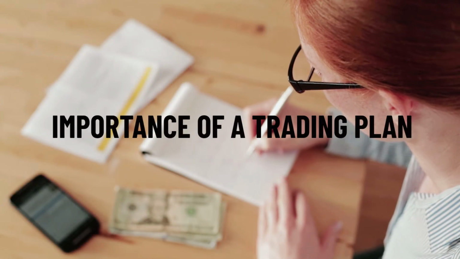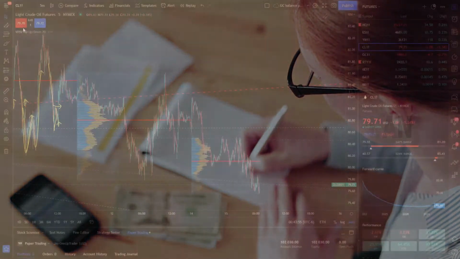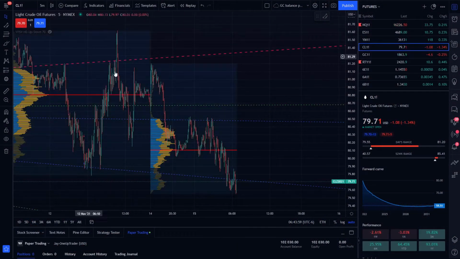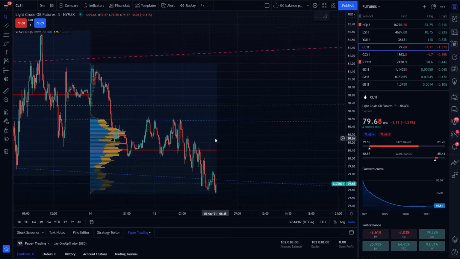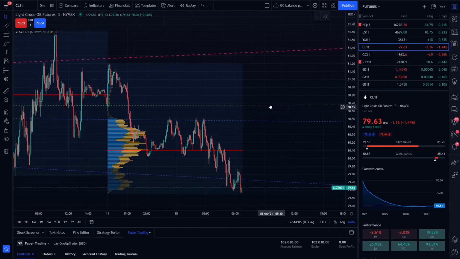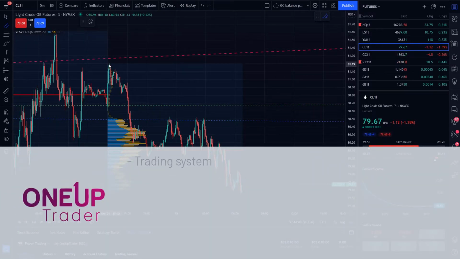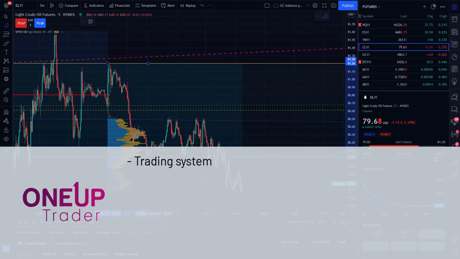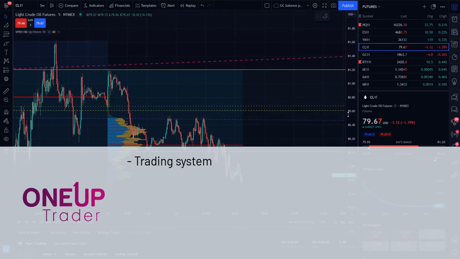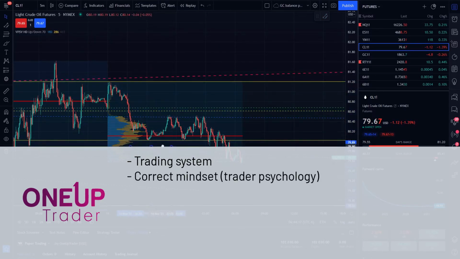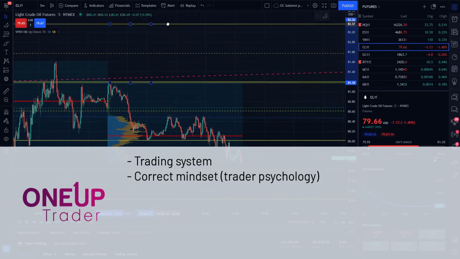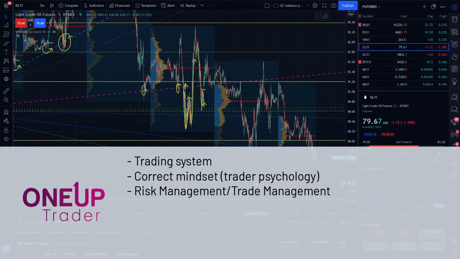The reason a trading plan is important is because to be a successful trader, there are several skills a trader must possess. Here is a list of the skills in no particular order. Trading system, which includes our technical analysis and reading of charts. The correct mindset, so this is our trader psychology. Risk management and trade management.